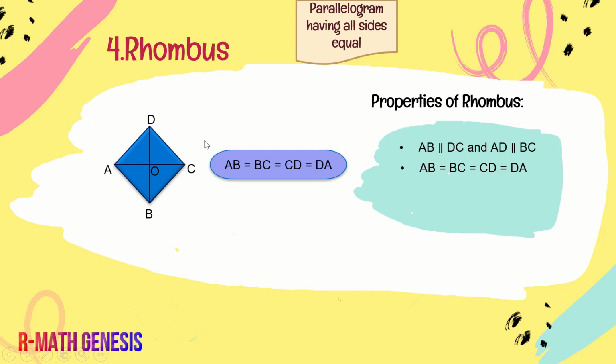The second one is all sides are equal. And the third one is diagonals bisect each other at right angles. If the diagonals bisect each other at right angles, it means that they divide equally, that is AO is equal to OC and OB equals OD, and also AC is perpendicular to BD.